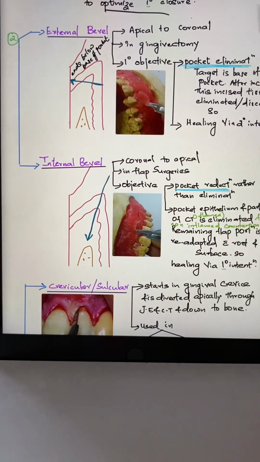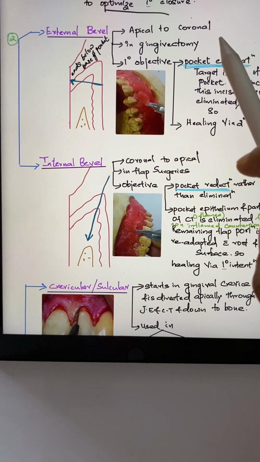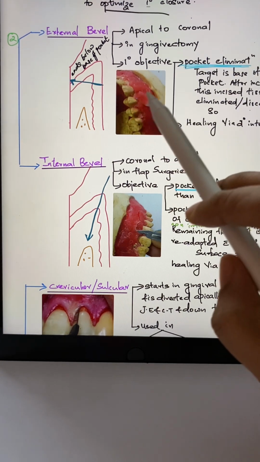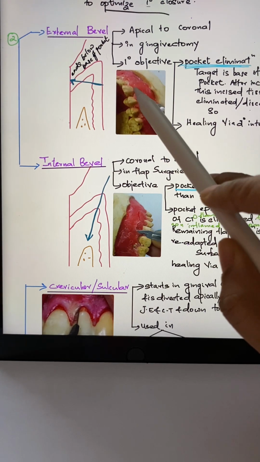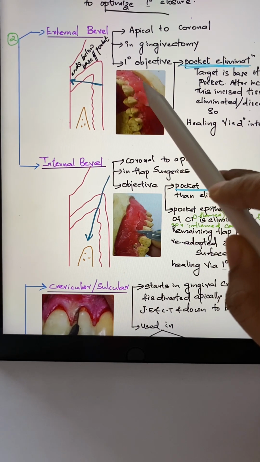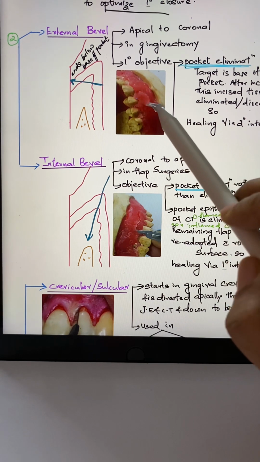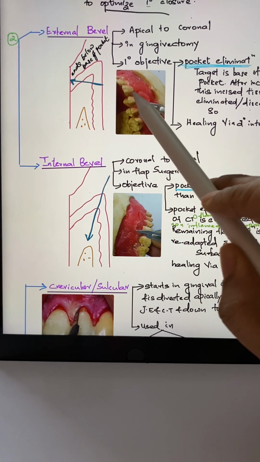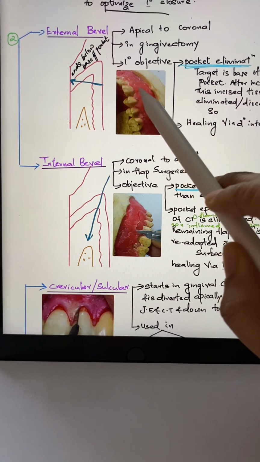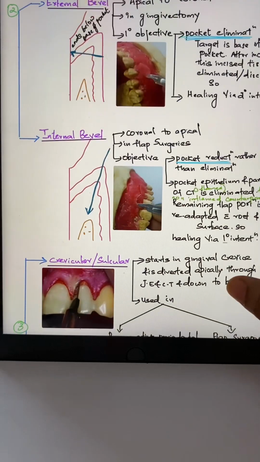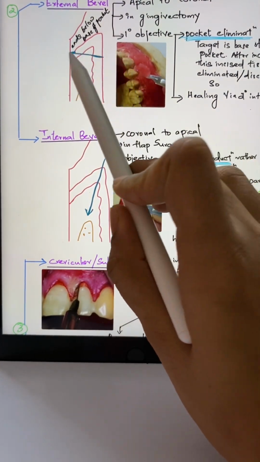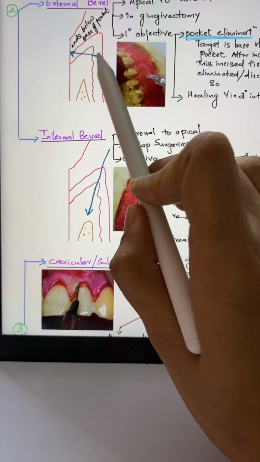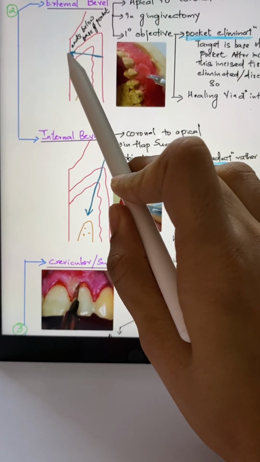This external bevel is used in gingivectomy, where the primary objective is the pocket elimination, because the end of this blade is towards the pocket area. After the incision, this incised tissue is eliminated or discarded, so the healing would be via secondary intention. The external bevel has to go from the apical area to the coronal area, and it ends below the base of the pocket.